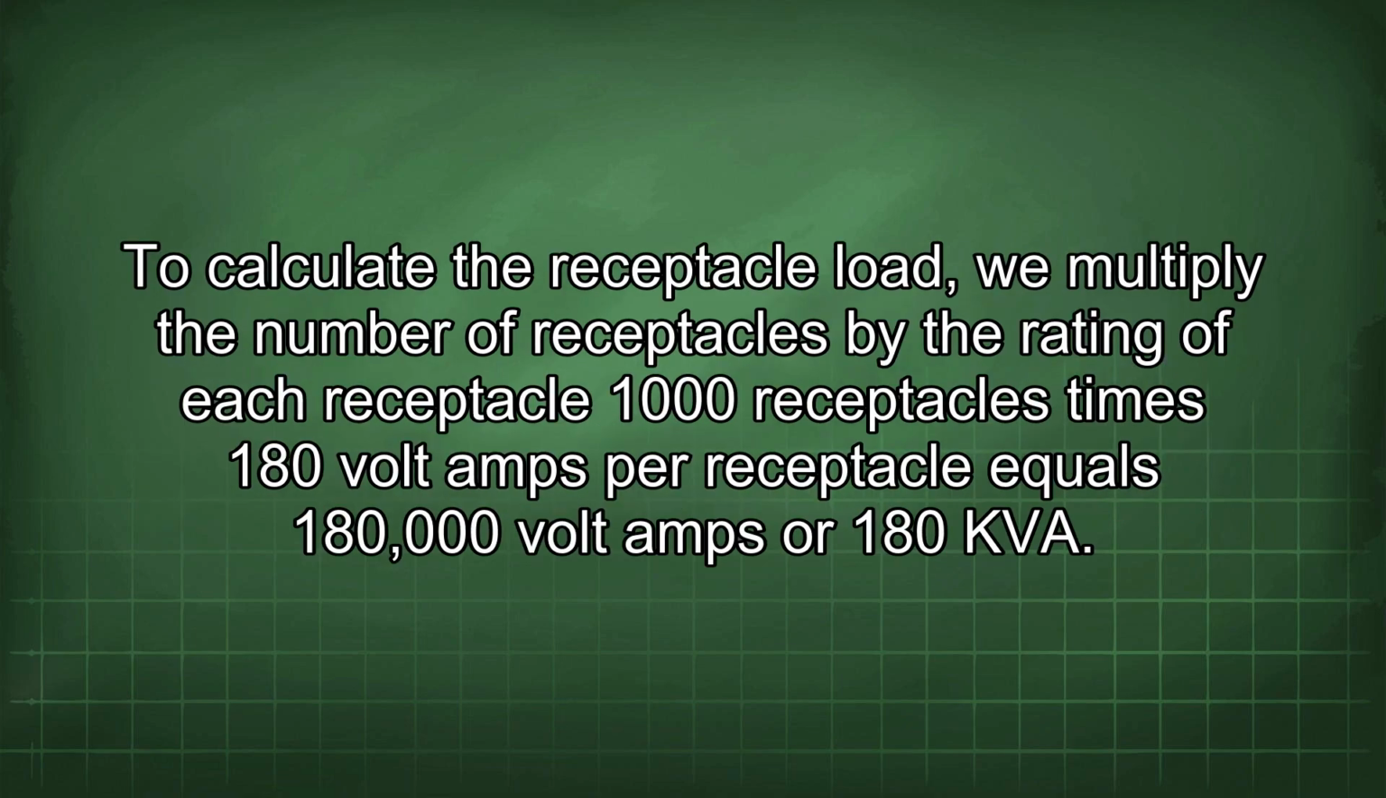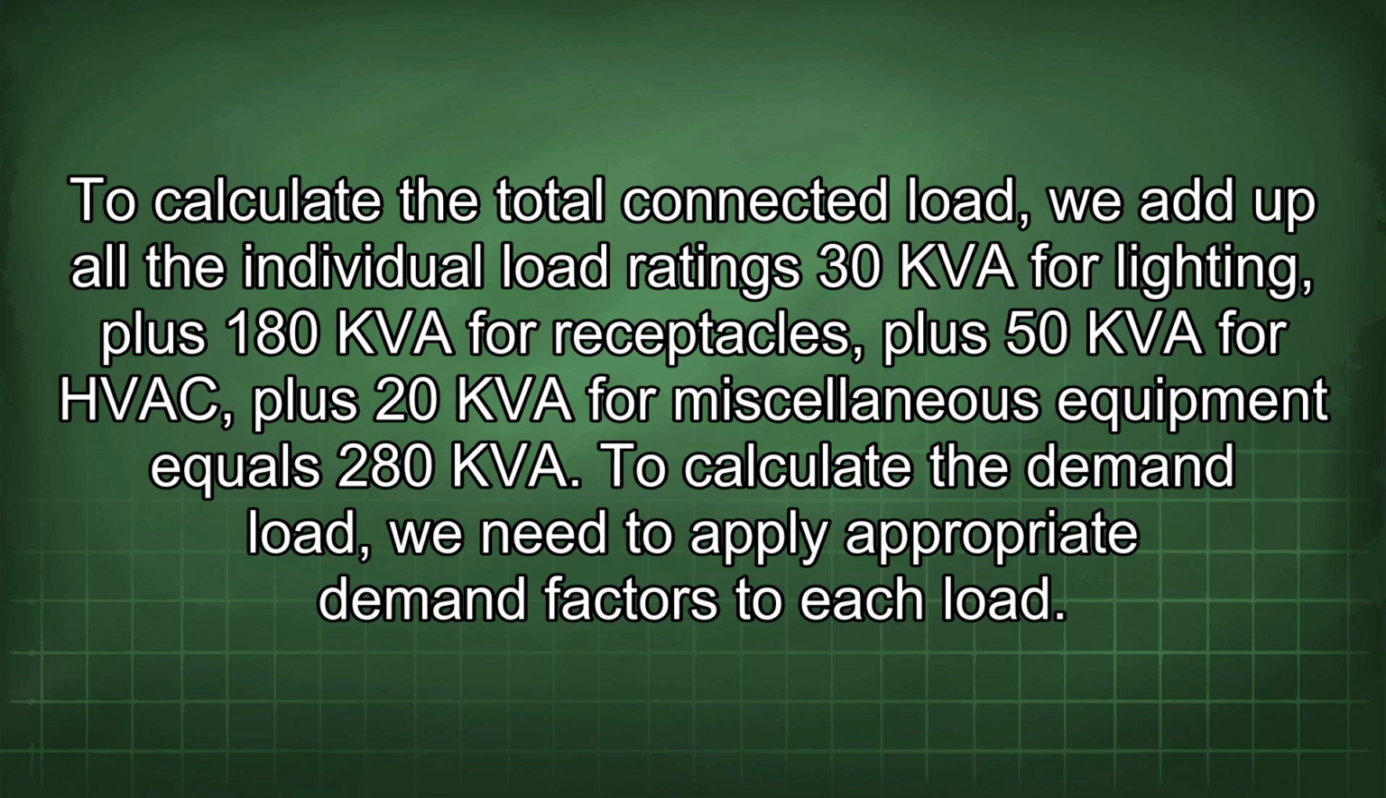To calculate the receptacle load, we multiply the number of receptacles by the rating of each receptacle. 1,000 receptacles times 180 volt-amps per receptacle equals 180,000 volt-amps, or 180 kVA. To calculate the total connected load, we add up all the individual load ratings: 30 kVA for lighting, plus 180 kVA for receptacles, plus 50 kVA for HVAC, plus 20 kVA for miscellaneous equipment equals 280 kVA. To calculate the demand load, we need to apply appropriate demand factors to each load.